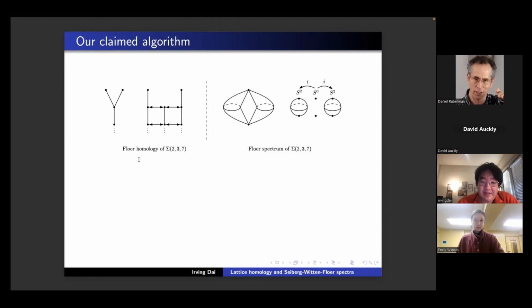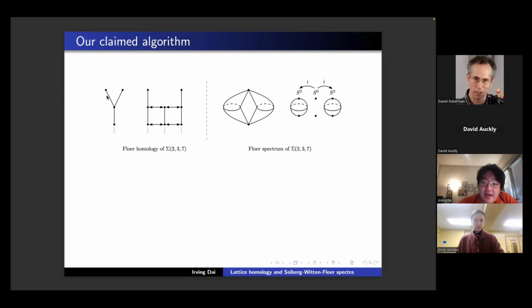So let me cast your mind back to the example of sigma 237. Here I've drawn both the Floer homology of sigma 237, and what I showed you is the Floer homotopy type of sigma 237, on the left and the right, respectively. And let me remind you that the thing on the left is the Floer homology of sigma 237.